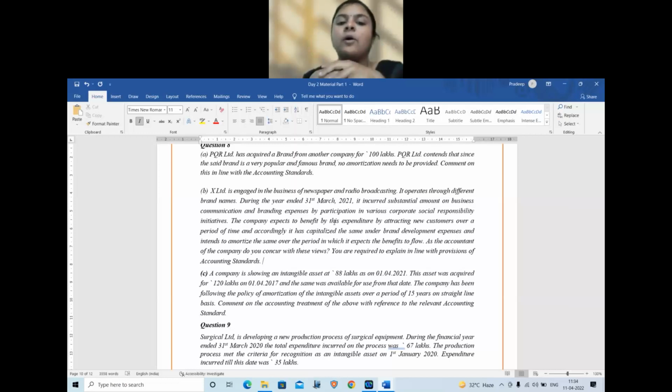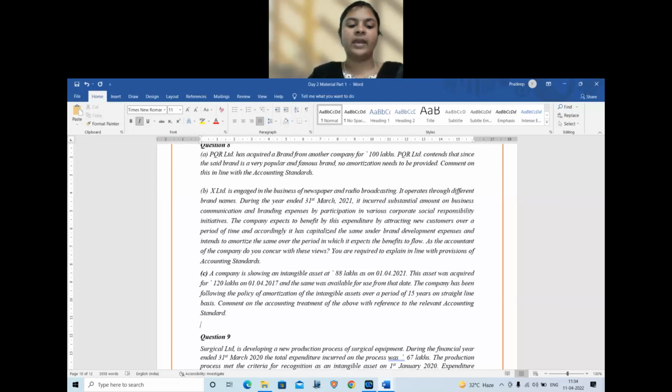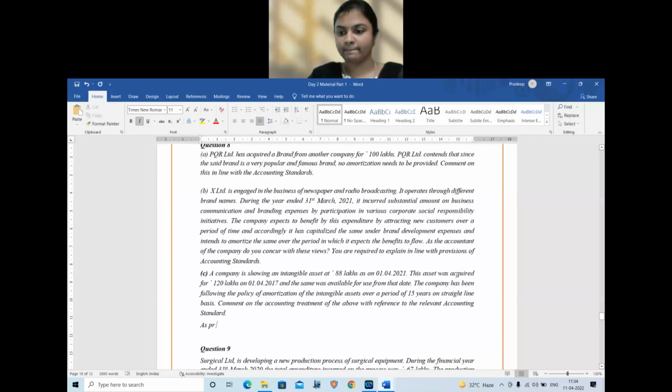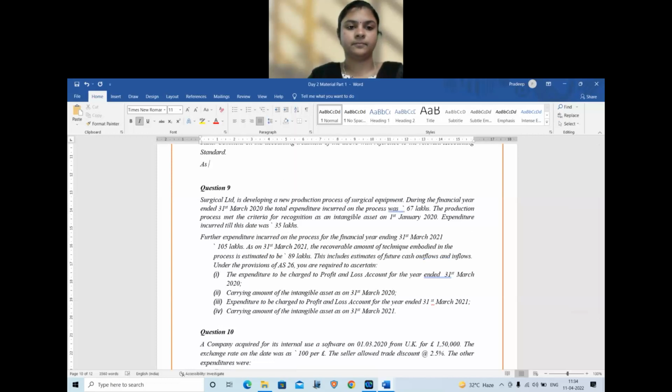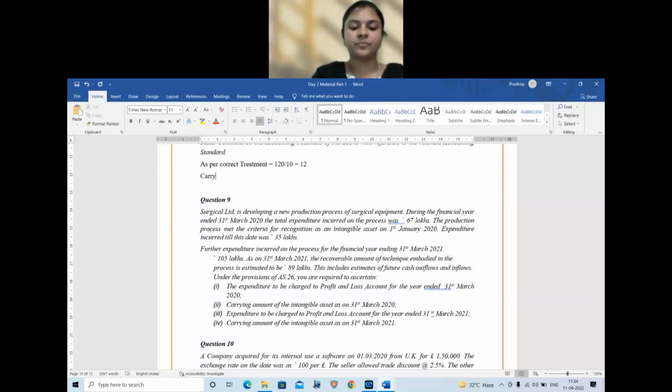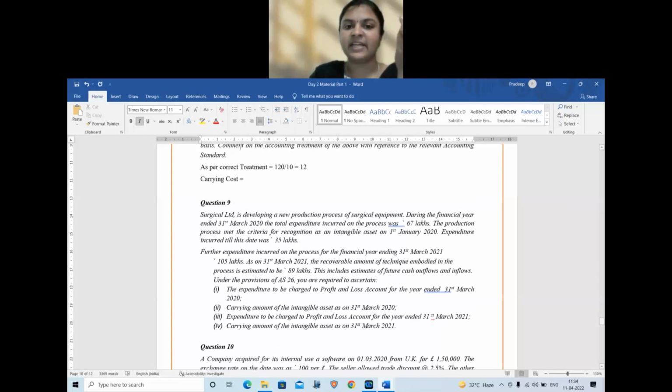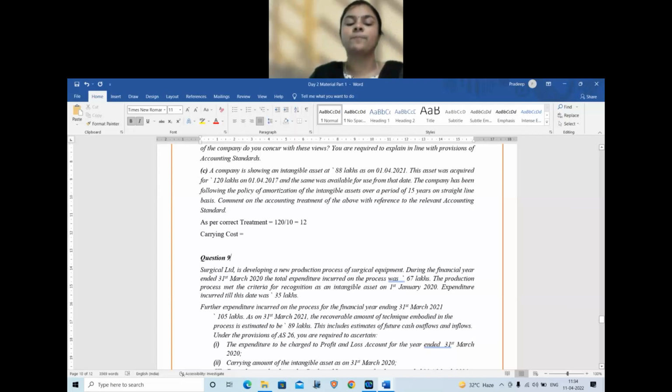Okay, so now how to calculate? Let me do the calculation, please check. As per the correct accounting treatment, what is the total value of intangibles? 120 divided by 10 years. I should have charged an amortization of 12 per year. How many years have lapsed? It is purchased in 17, correct? So 18, 19, 20, 21. 4 years have lapsed. So carrying cost will be 120 minus 12 into 4, which is 48, which gives us the answer as 72 lakhs, which should have been the correct carrying cost.